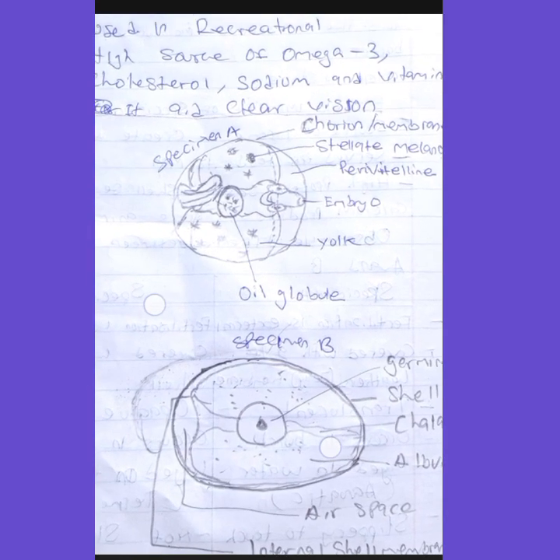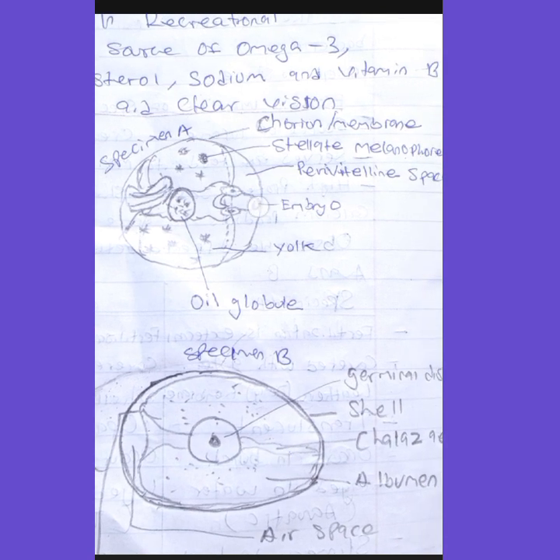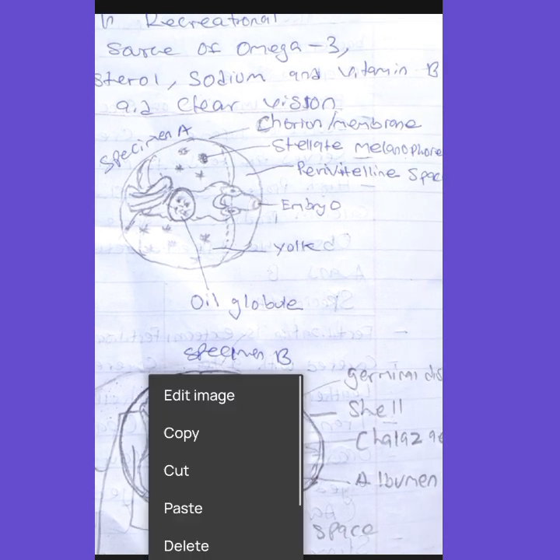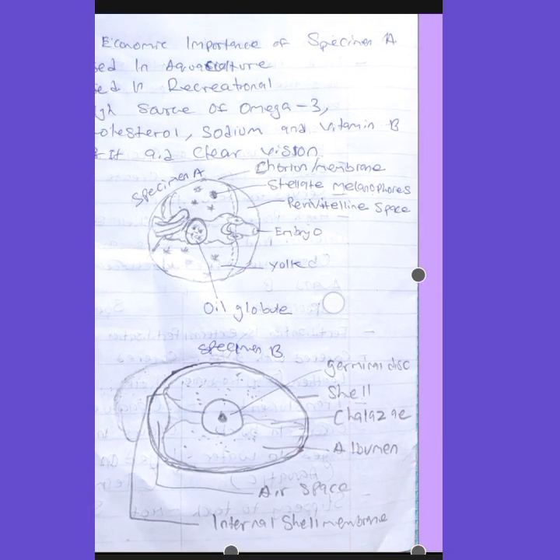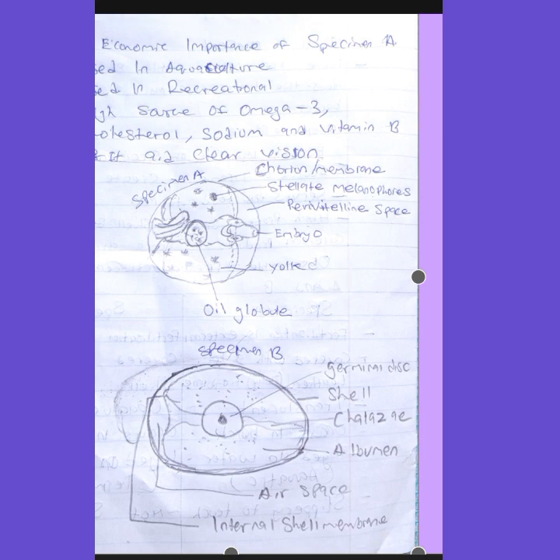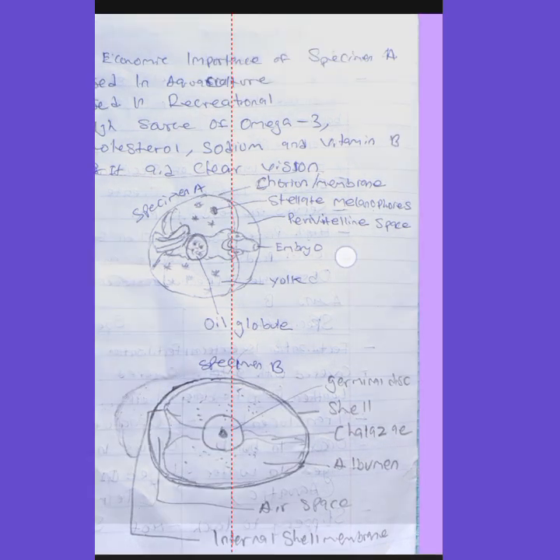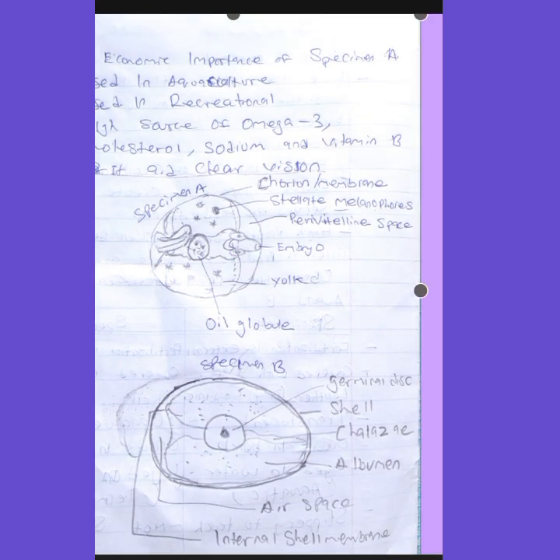Seafood, especially fishes, are medicinal, and they help aid clear vision. Now you can see the diagram of specimen A. Here is the embryo. Here is the yolk. Here is the chorion membrane. Here is the vitelline space. Here is the oil globule. Let's take a look at specimen B.